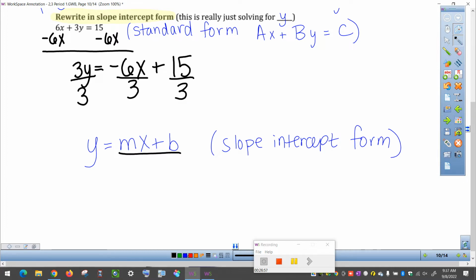And this is going to work out really nicely here. So the 3's are just going to cancel there on the left side. So sure enough, we have y by itself. Negative 6 divided by 3 is negative 2. We've got negative 2x. Bring down the plus sign. 15 divided by 3 is 5.